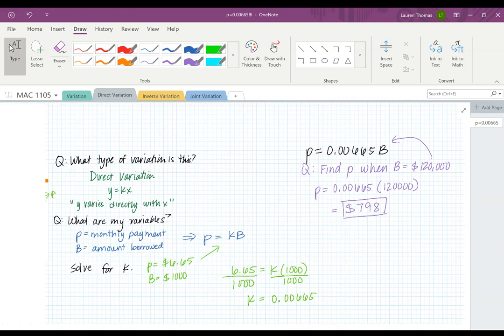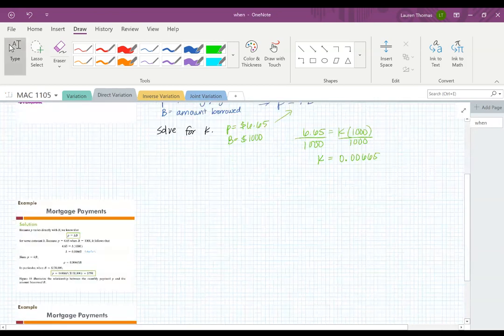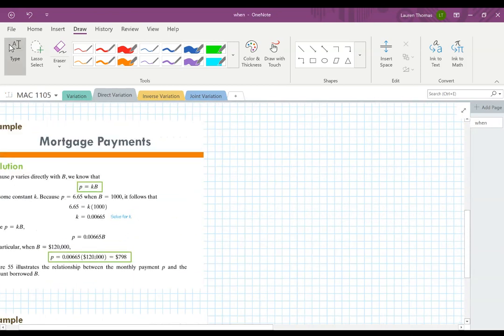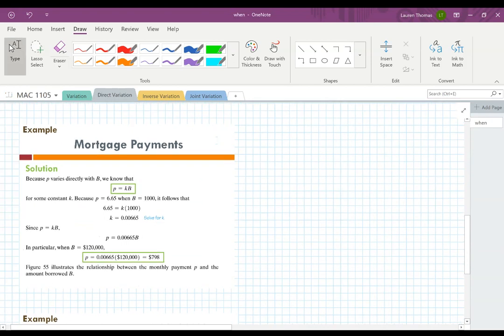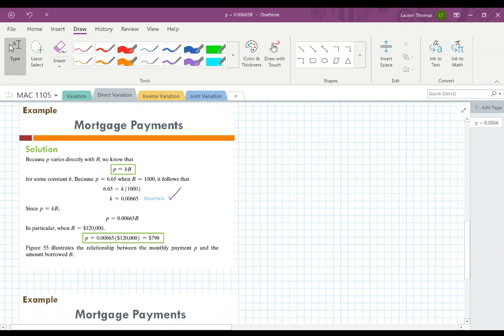So let's check the solution to see if we're correct. Just like we did, we set up our equation. We then solved for our constant of proportionality, so we're good here. And then once we did that, we answered the second part of the problem where we plugged $120,000 into our model and got 798.